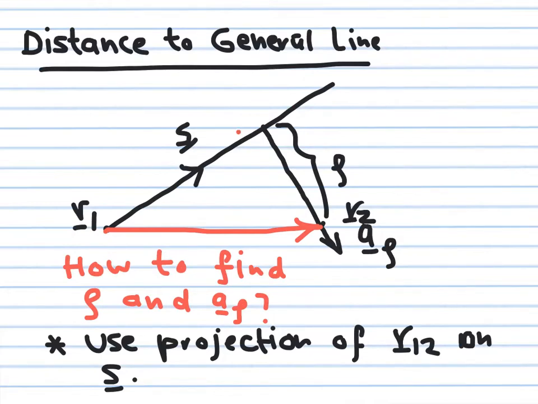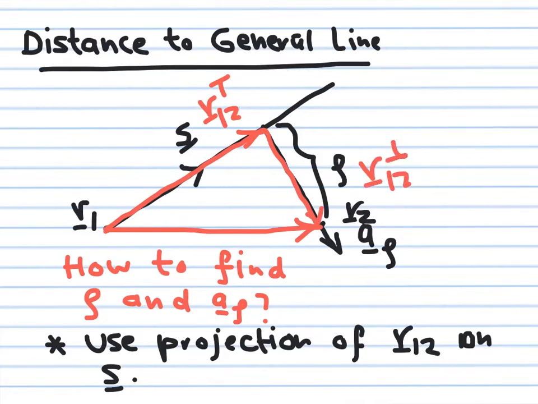So this red vector is called R12 tangential. It's called tangential because it is in the same direction as S, the direction of the line. And this other vector here, which is normal to it, is called R12 normal.